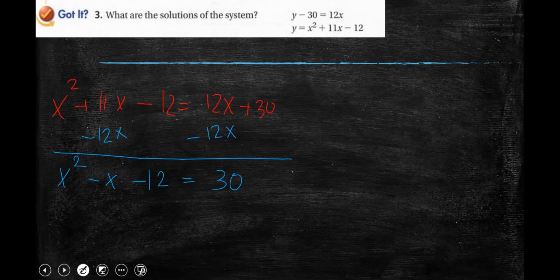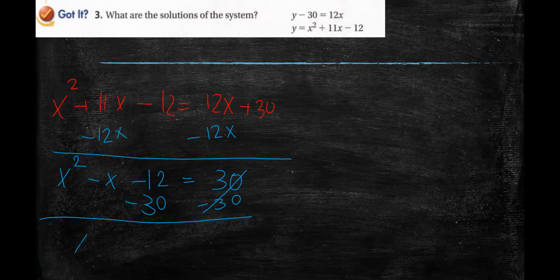Is it ready? No, teacher, across both. Minus 2. No. So I have now to remove the -30. This is an easier way, okay? So here I have now x squared minus x minus 42 equals 0.